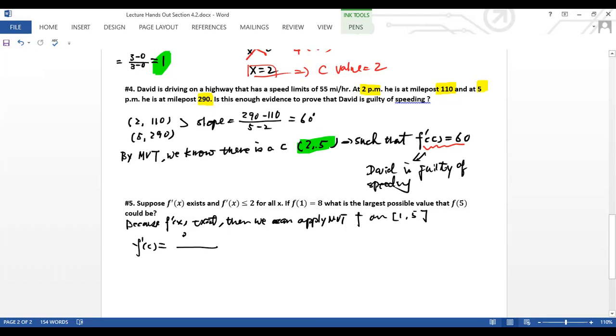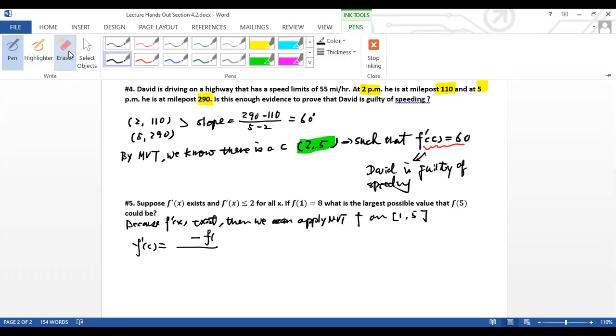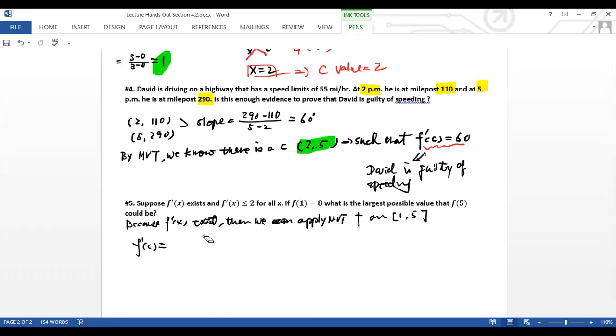So this will be 8 minus f of 5. Well, let's do f of 5 first. Let's write it out so you will not get confused. So this is f of 5 minus f of 1, over 5 minus 1, right? So this is f of 5 minus 8, over 4. Because by the mean value theorem, we know there exists a c, right? So for such c, this is true.